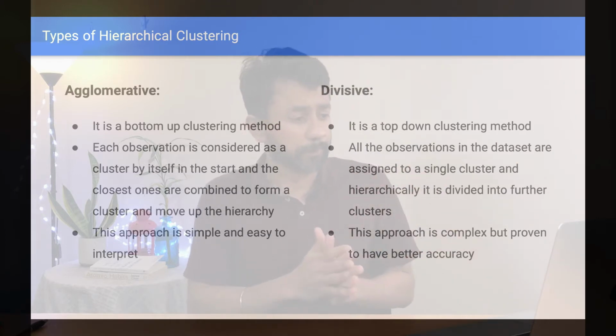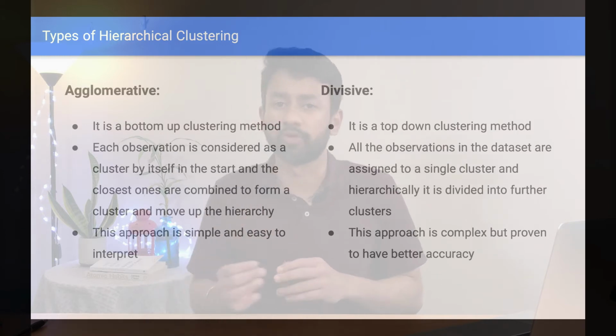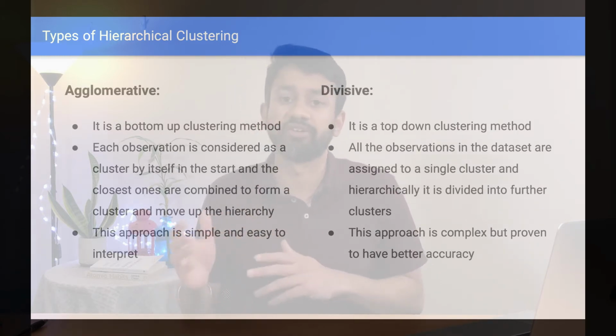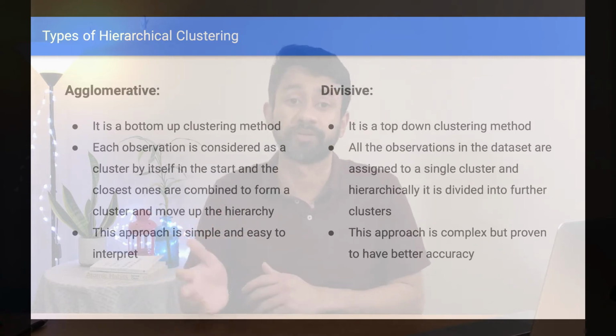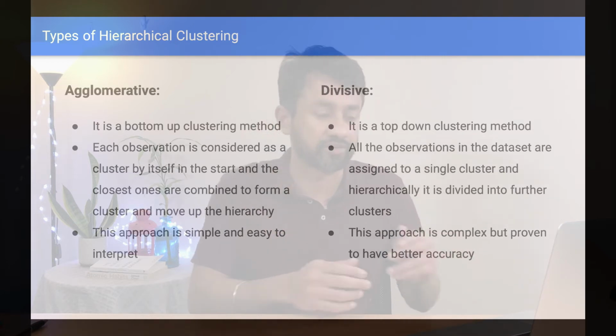The agglomerative approach is simple and easy to interpret, and the divisive approach is slightly more complex, but its accuracy is claimed to be much better, or always better, than the agglomerative approach. So these are the two different types of hierarchical clustering.